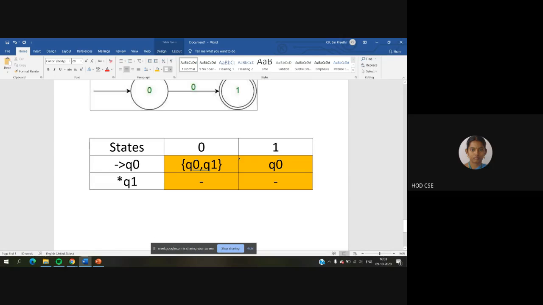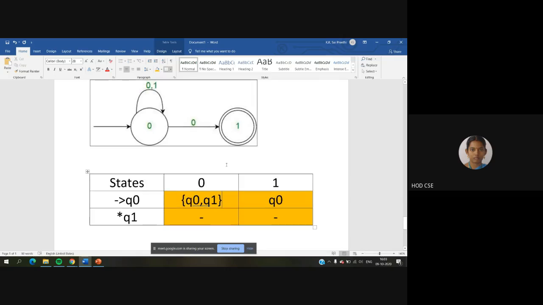Here, the output is not deterministic. You are directing the machine that from Q0, after reading 0, the output may go to either Q0 or Q1. If you give the output like that, the machine gets confused about where it goes after reading 0. Did you understand? The output here is not deterministic. So this kind of finite automata is called a non-deterministic finite automata. Is it clear?